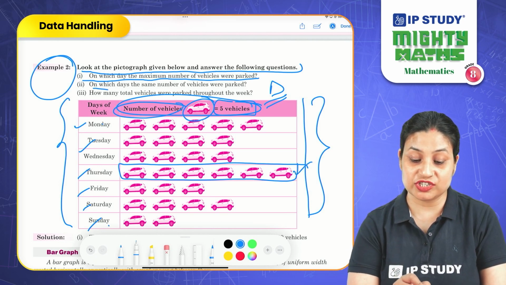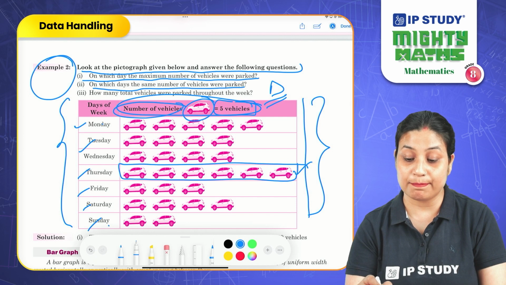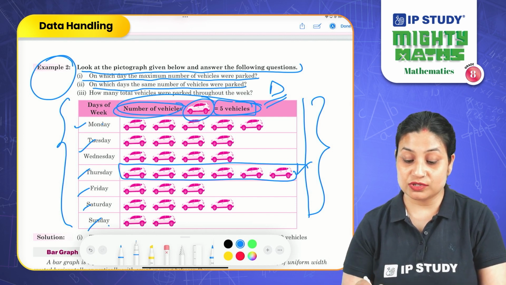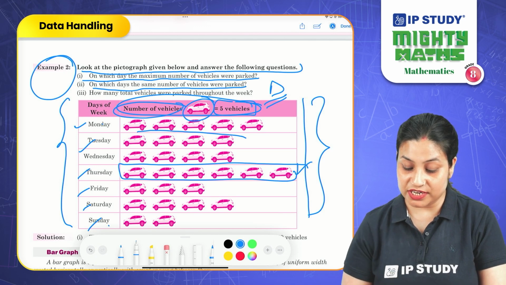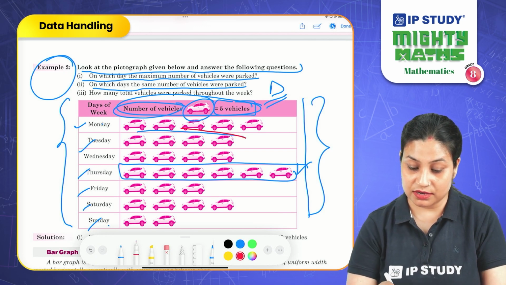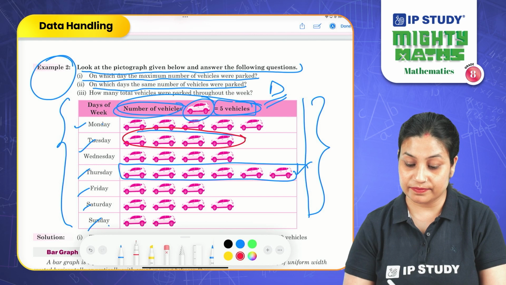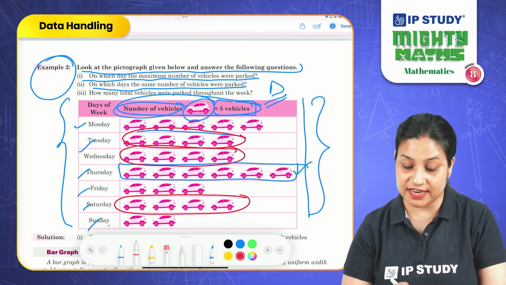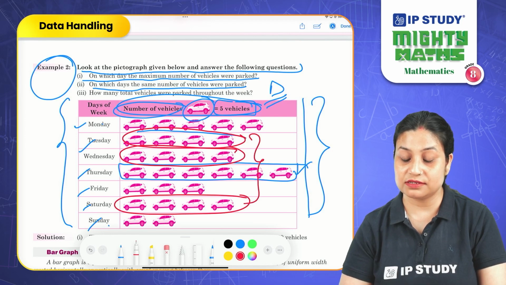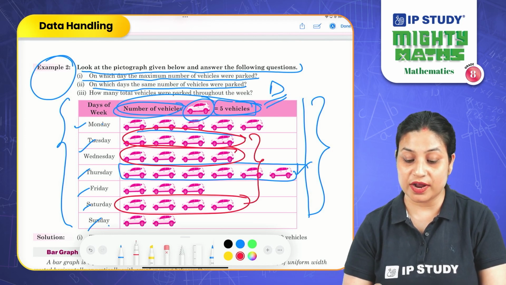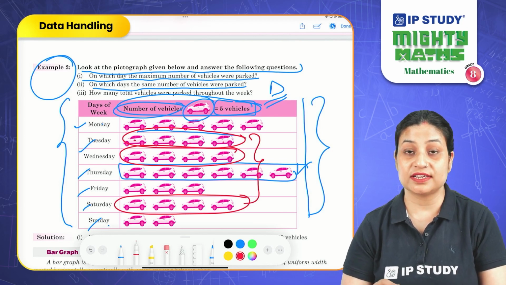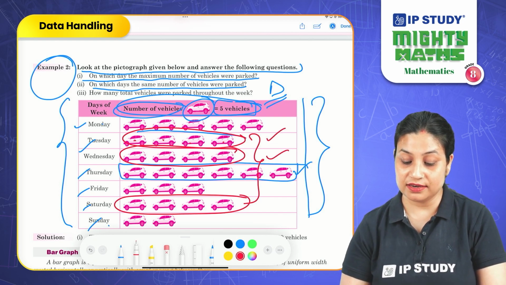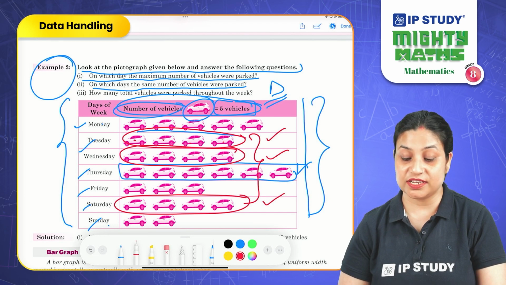Next is, on which days the same number of vehicles were parked. Now we have to check on which days the same number of vehicles are parked. So look here. Let me change the color of my pen. On Tuesday, Wednesday, and Saturday, these 3 days, the same number of vehicles were parked. And how many? 1, 2, 3, 4. 4 fives are 20. So 20 vehicles were parked on Tuesday, Wednesday, and Saturday. I hope this is clear to you.